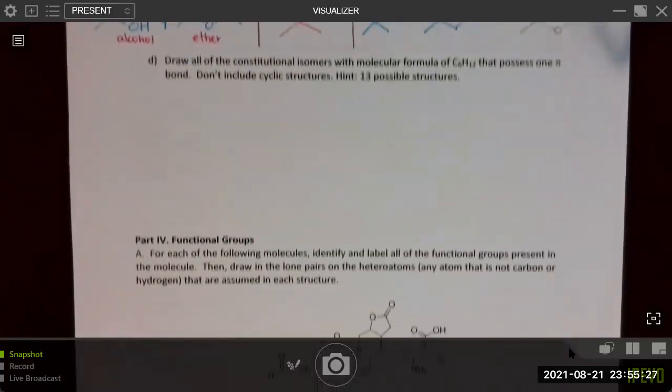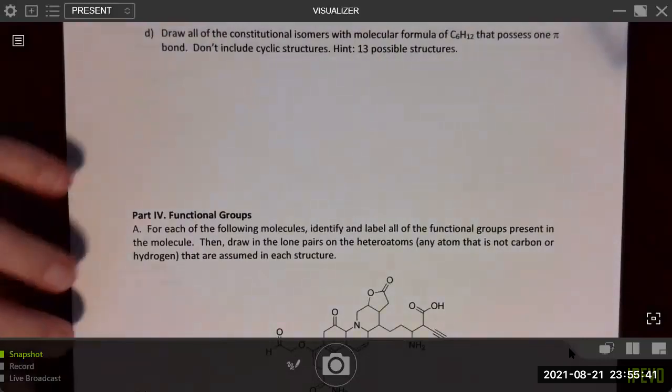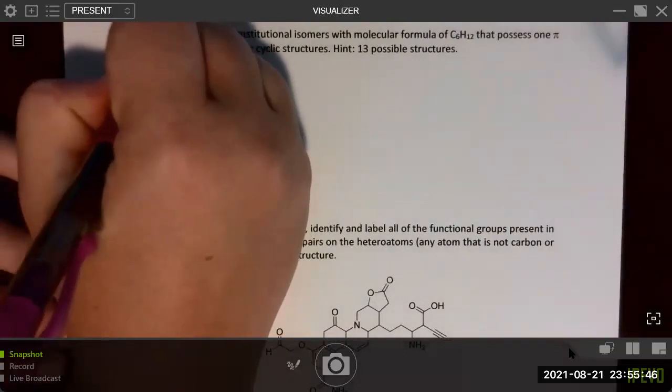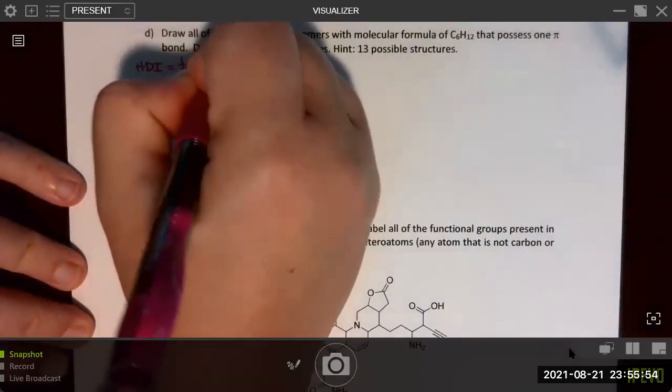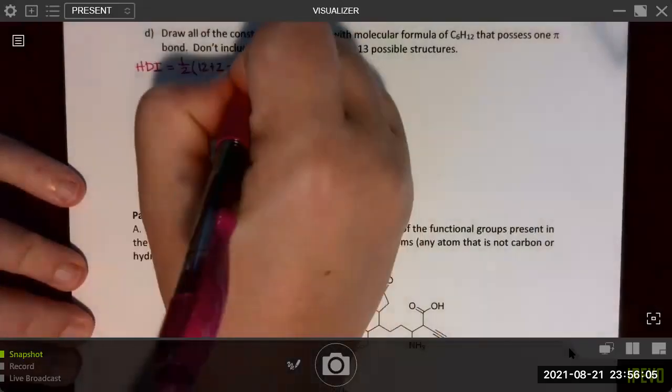Okay, moving on to part D. Draw all of the constitutional isomers with molecular formula C6H12 that possess 1 pi bond, don't include cyclic structures. Well, let's go ahead and calculate the HDI anyway, even though they've given us a clue of what type of structures we should be using. So 1/2 times 2 times the number of carbons, which is 6 carbons, 12, plus 2 minus the number of hydrogens, 12. There's nothing else in the formula. So now we're going to have 1/2 of 2.